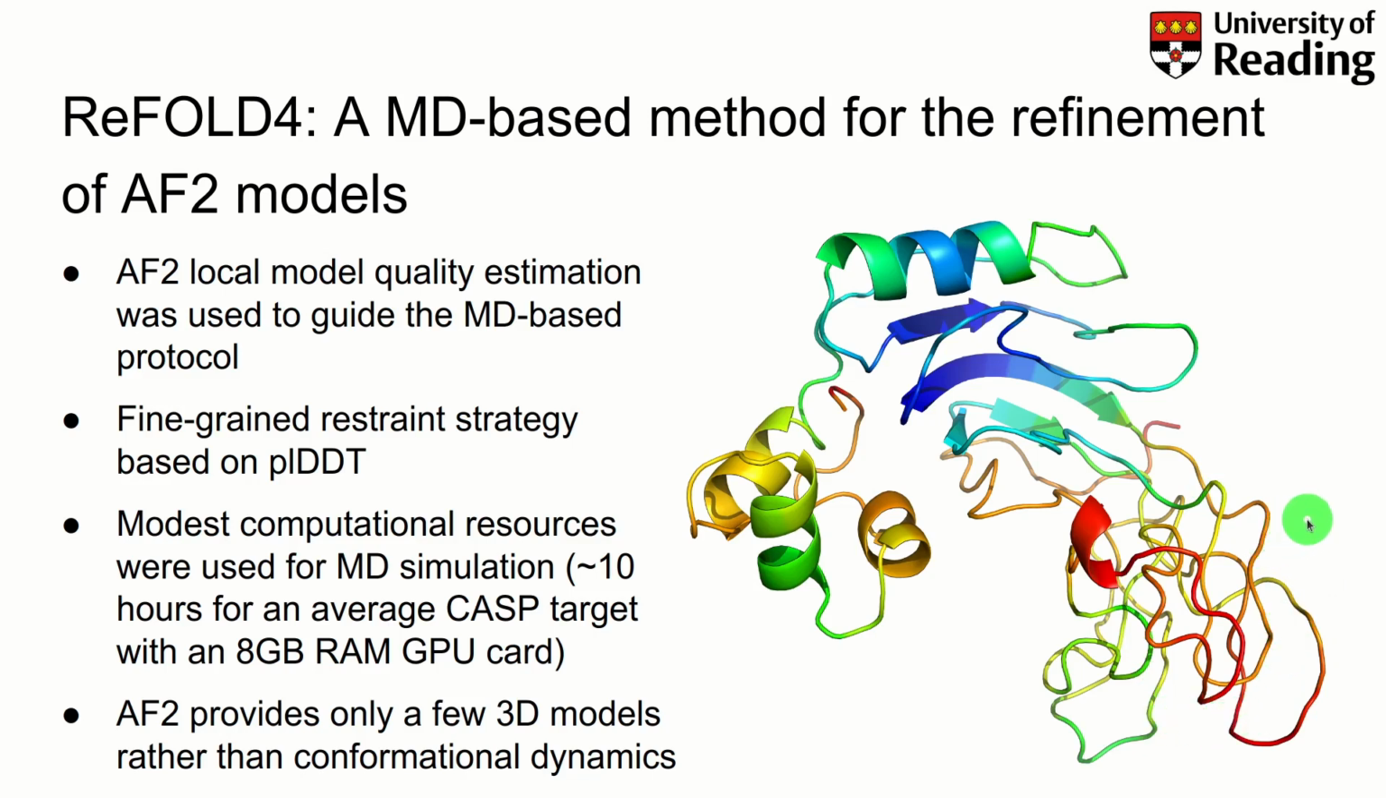We have also used very modest computational resources compared to other CASP models. You can even simply run it on a standard desktop. We also aim to provide the conformational landscapes of AlphaFold2 models while maintaining the high accuracy due to the restraint strategy.